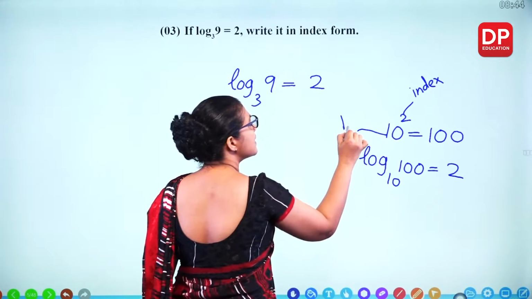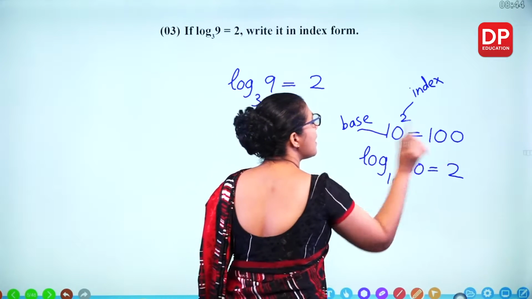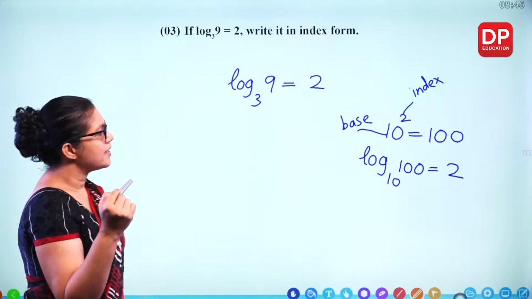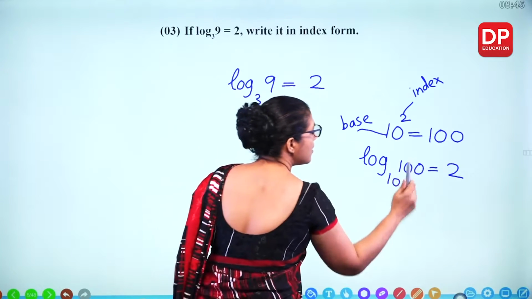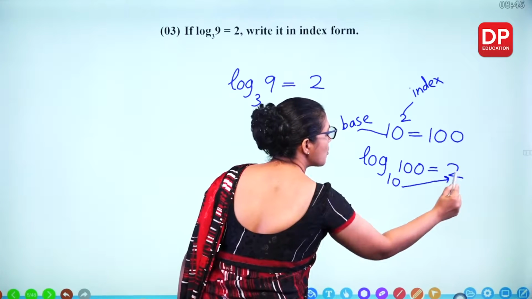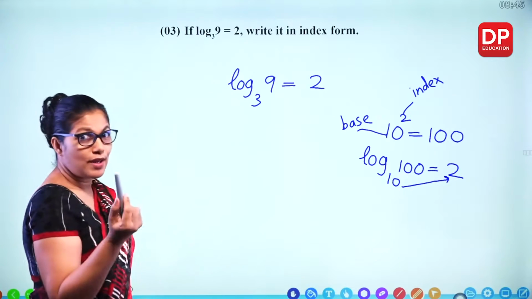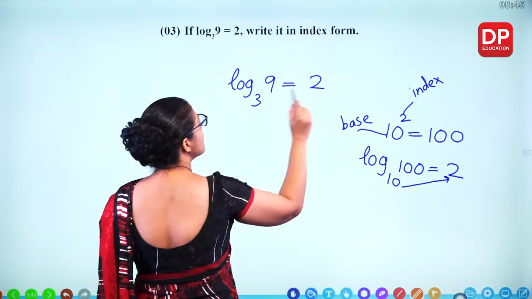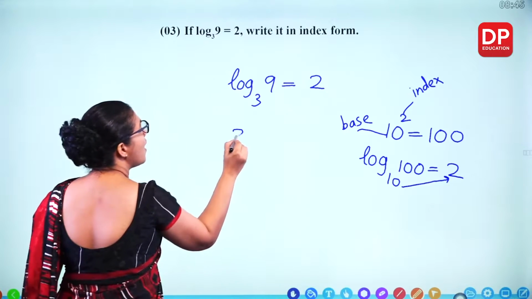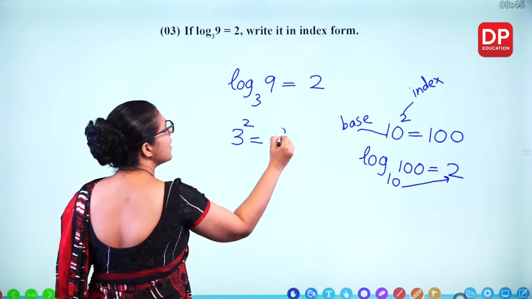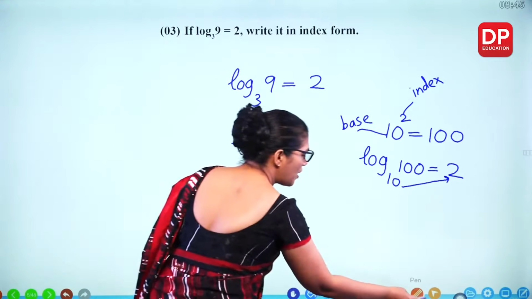This is the base. And this is the number. So you get 10 squared. That's how you read. 10 squared is 100. So likewise, you can easily convert to index form. 3 squared is equal to 9. So you get 2 marks for that.